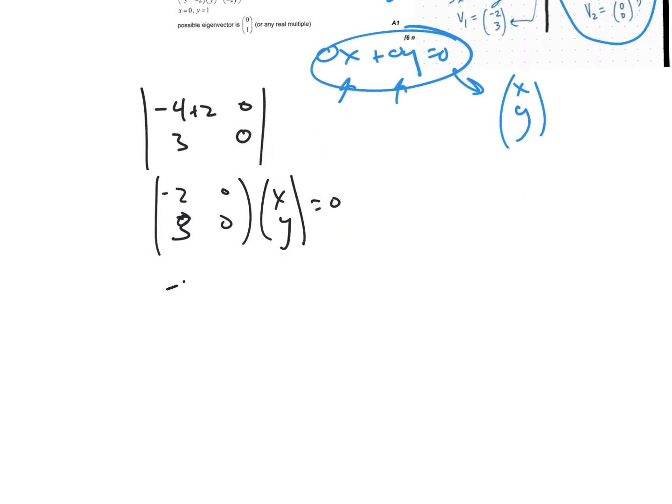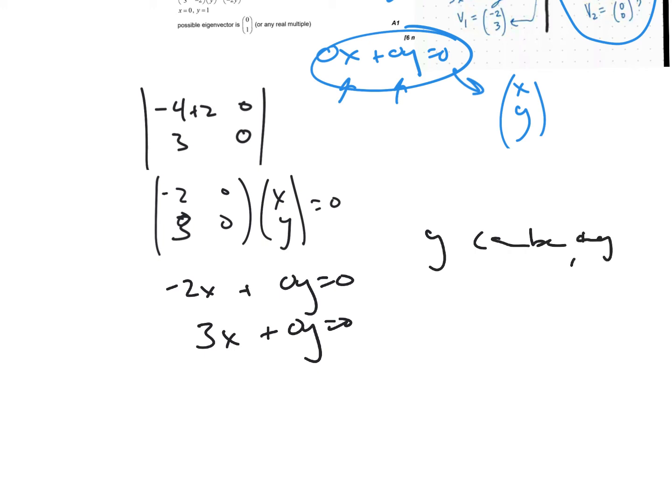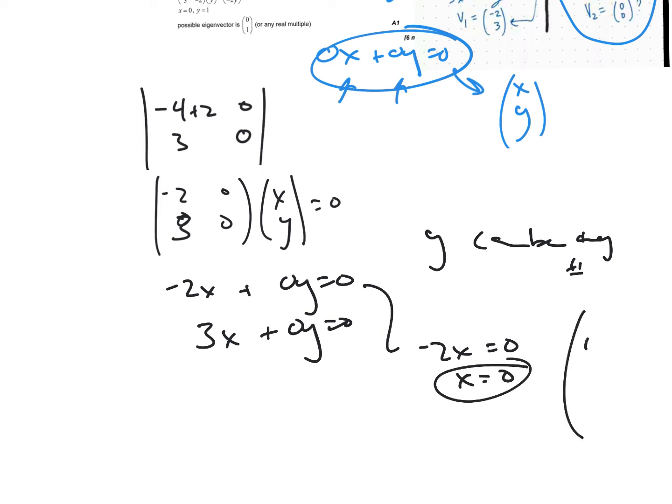And so you know that -2x plus 0y equals 0, or 3x plus 0y is 0. Now, this means that y can be any number, right? And it's going to be true. So as you did, you went -2x is equal to 0, and so x equals 0. x has to be 0, and y can be any number.